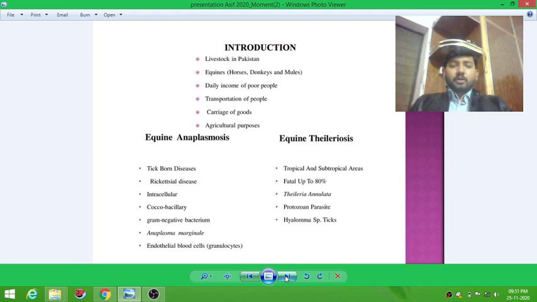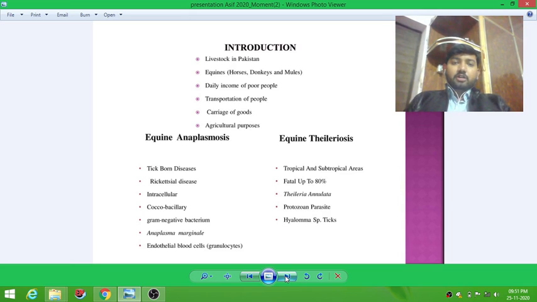In the introduction, we know that Pakistan is an agricultural country, and we have a lot of livestock animals. We have selected the equines. In equines, there are horses, donkeys, and mules. They are used for daily income, transportation of people, carriage of goods, and agricultural purposes.